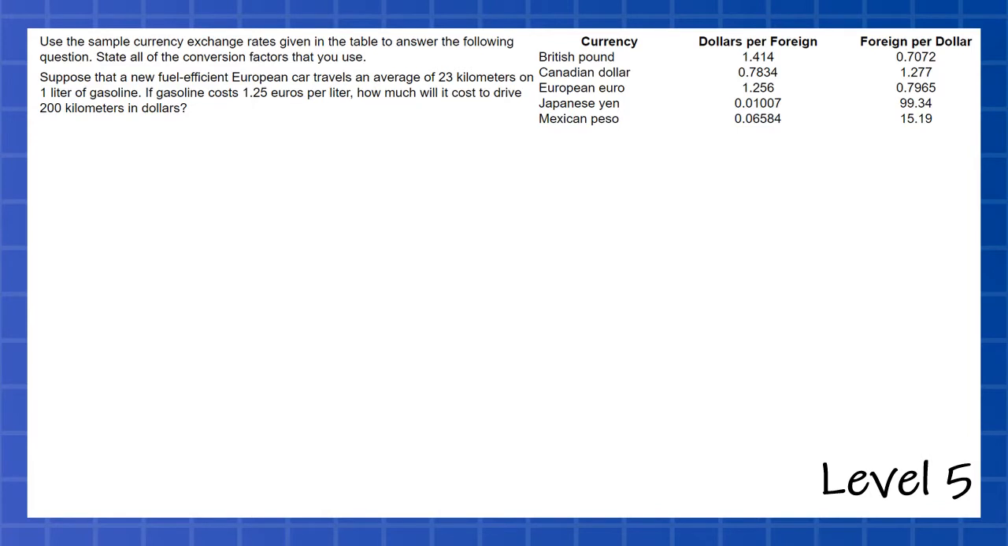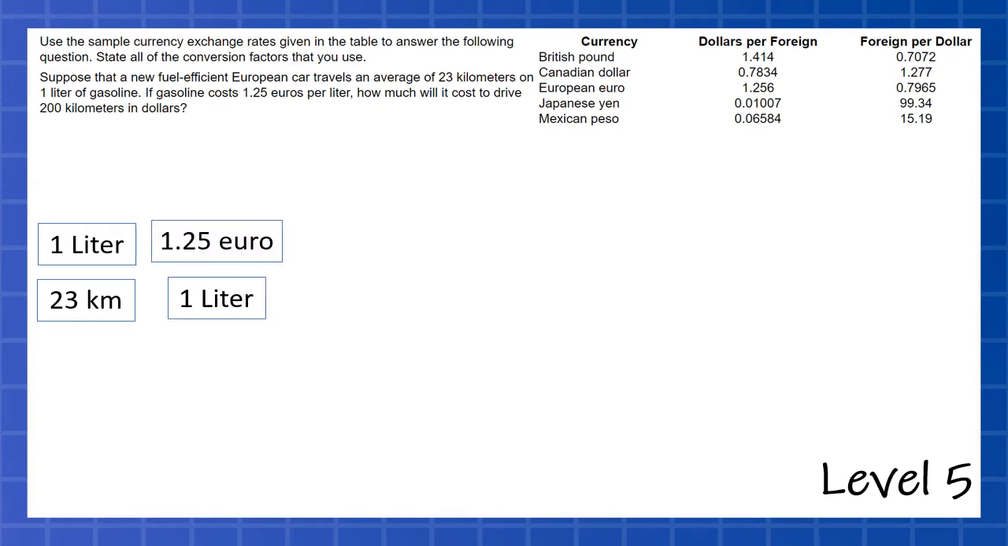Let's look at another conversion one. Now, this one's a little involved because what we're trying to do here is take what we have, which is 1 liter and 23 kilometers. That's in our problem. But our problem actually also tells us another fact. It tells us that there's 1.25 euros per liter. So there's two facts that they give us.